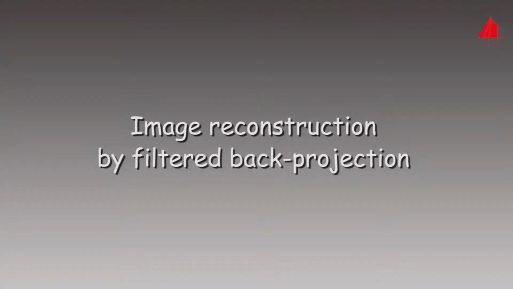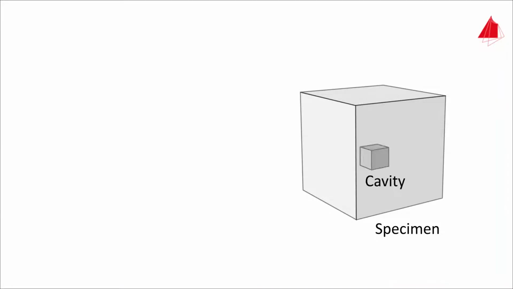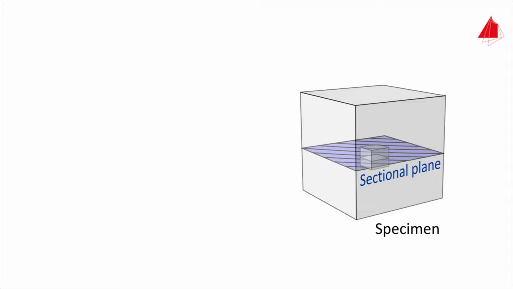After all the X-ray images have been taken, step 2 follows, the generation of the computer model. This step is called image reconstruction. For image reconstruction, several useful methods exist. Here we will explain a commonly used method, the filtered back projection. A specimen with a cube-shaped cavity is used here as an example. To demonstrate the principle, we will explain the back projection of a sectional plane that goes through the cavity.